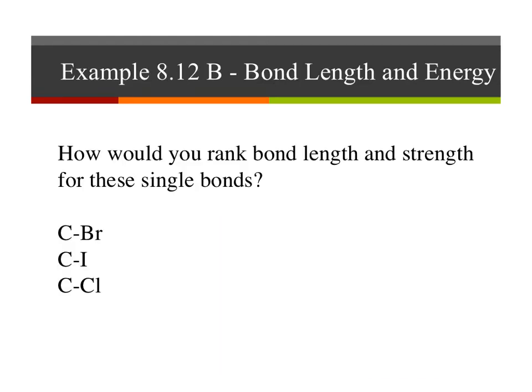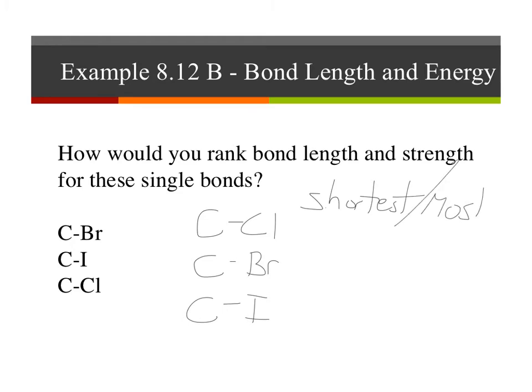So how would you rank bond length and strength for these single bonds? So all of the carbons are the same. We want to put them in order of smallest to largest. So our chlorine is going to be able to get the closest to that carbon, and then the bromine is going to be in the middle, and then the biggest one is going to be the iodine. So the chlorine CCl bond is going to be the smallest or the shortest, and it'll have the most energy as well, because those atoms are closer together, and Coulomb's law tells us that when they get closer together, there's a stronger attraction.